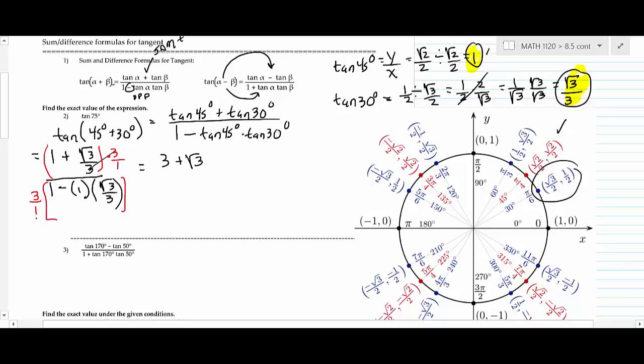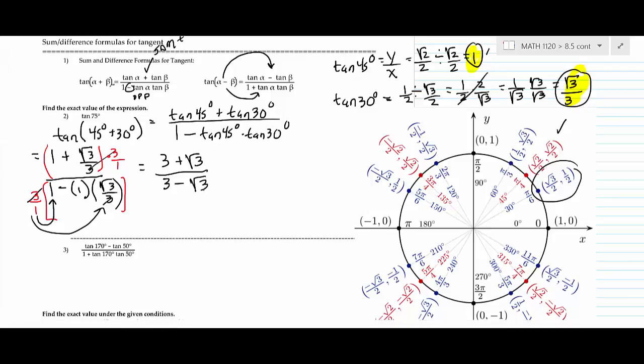When you do the denominator, it works exactly the same way. 3 times 1 is 3. You still got the minus, and then when you multiply this out, the 3's cancel out, so you're left with root 3 like that. Everybody follow that okay? Okay, that's a complex fraction.